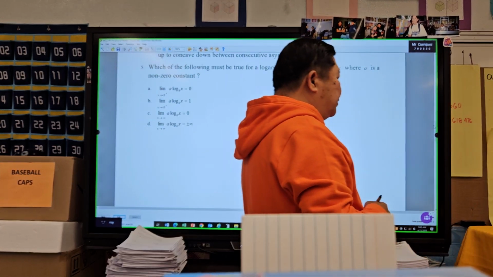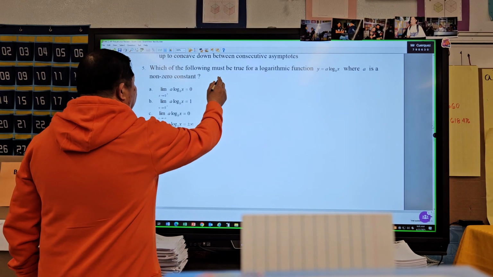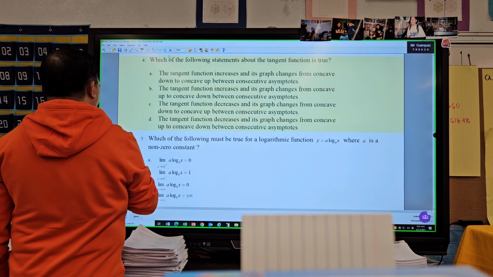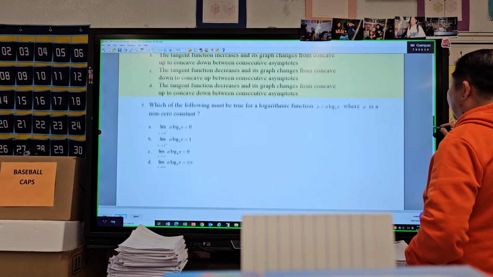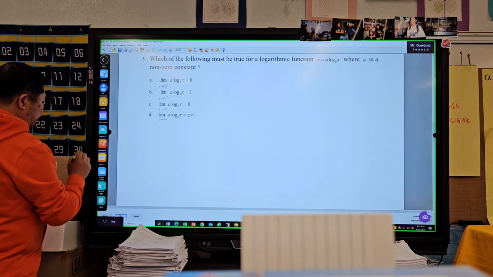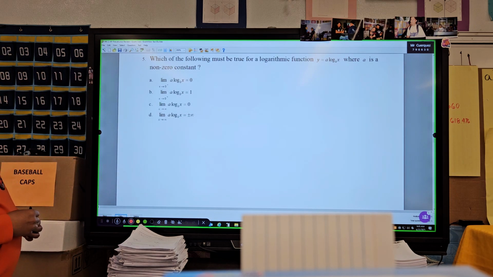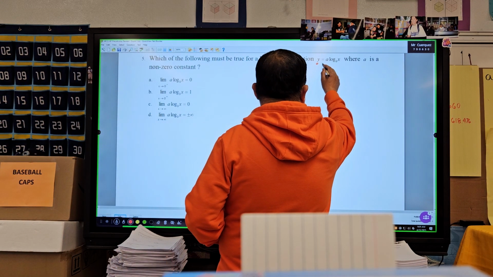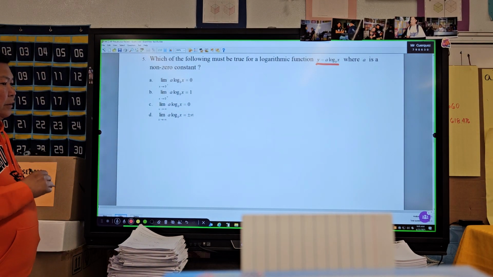So let's move on to number 5. Which of the following must be true? So it's asking for the true statement, right? It must be true. For a logarithmic function, y equals a log of x base b, where a is a nonzero constant.